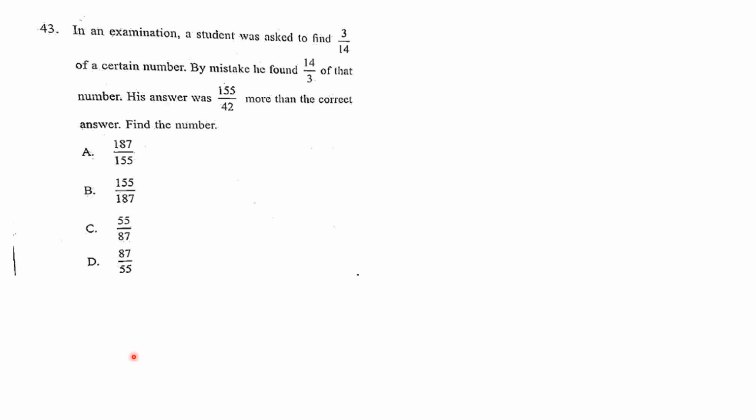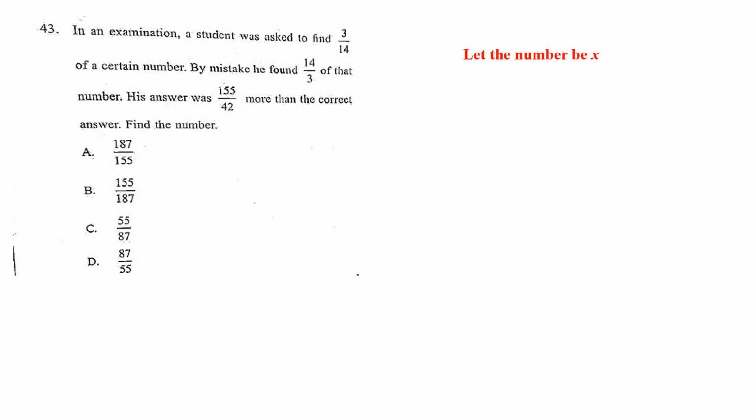Question number 43. In an examination, a student was asked to find 3 by 14 of a certain number. By mistake, he found 14 by 3 of that number. His answer was 155 by 42 more than the correct answer. Find the number. So I will assume the number to be x, and he has to find 3 by 14 of x, but he found 14 by 3 of x, isn't it? And what happened? The answer became 155 by 42 more than the correct answer.